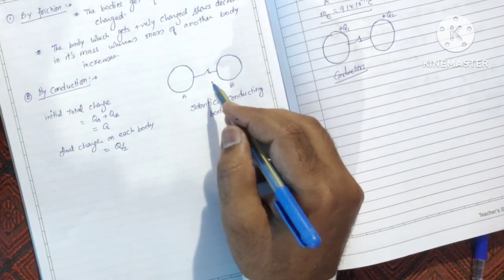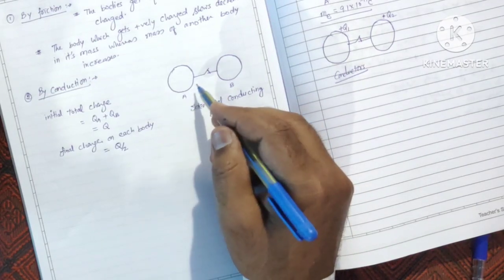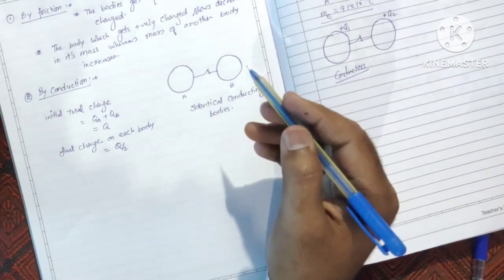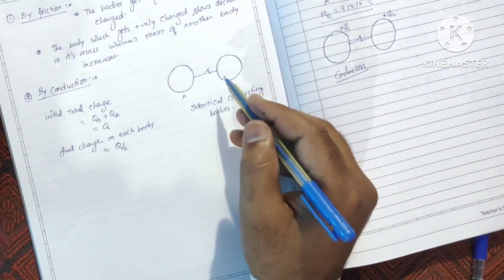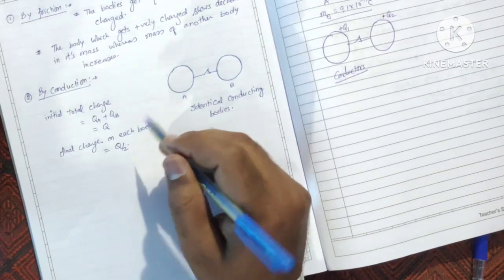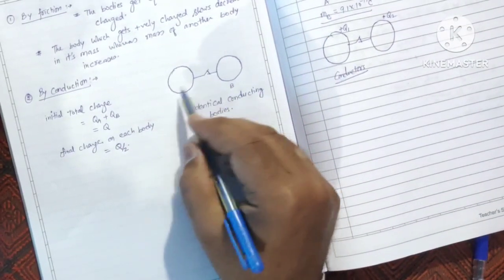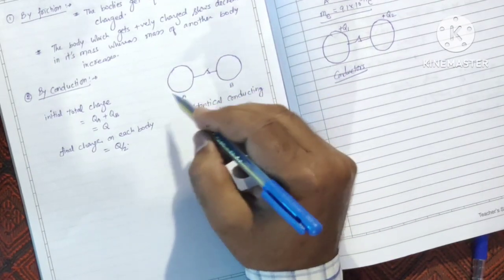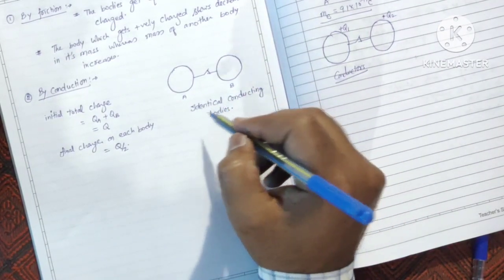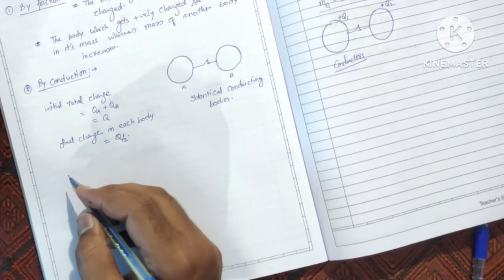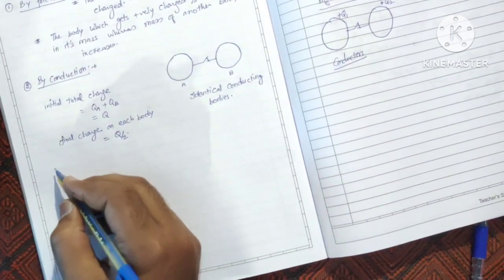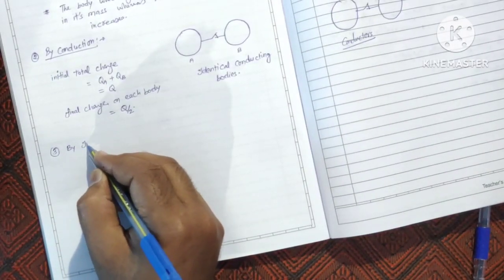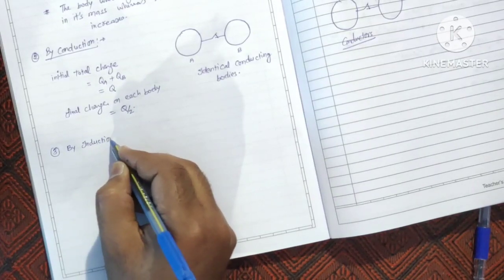Because charge is going to divide itself equally, right? This is a very simple thing. You can use your common sense here: as the bodies are identical, the charge must eventually be equal over the bodies, right? So this is all about conduction. In conduction we somehow make contact between the bodies, and the total charge is divided equally on both the bodies in the case of identical bodies, right? So this is the case of conduction. Now let me introduce the third case, that is induction.